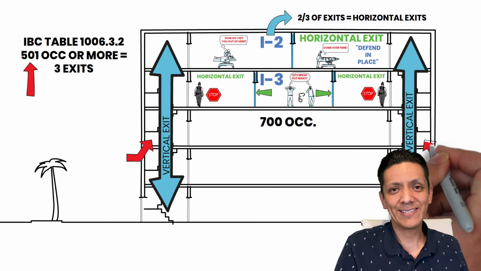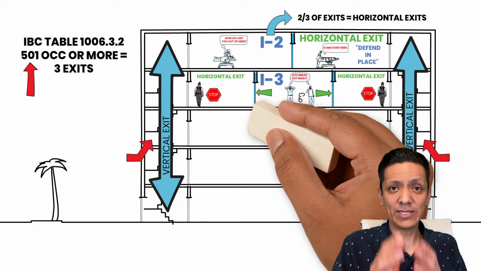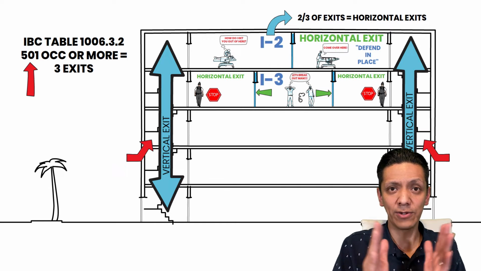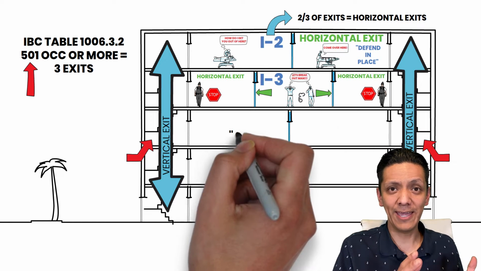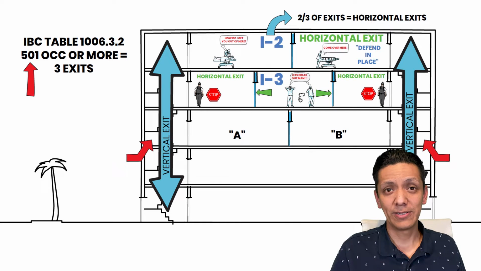So horizontal exit to the rescue. If you build a special wall here to divide the floor in 2, now you have space A and space B. Technically, you still have 700 occupants, but now you can use each space for the egress of the other.